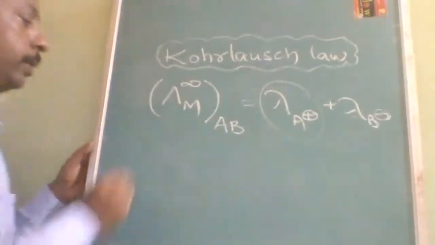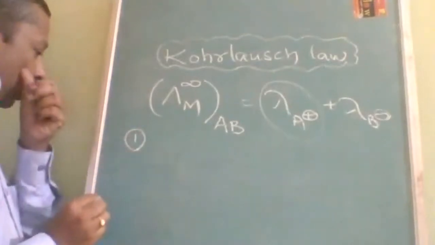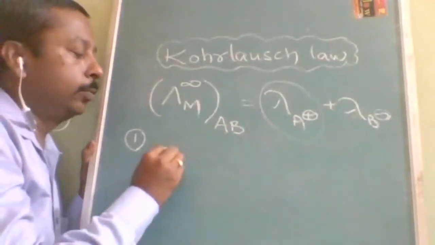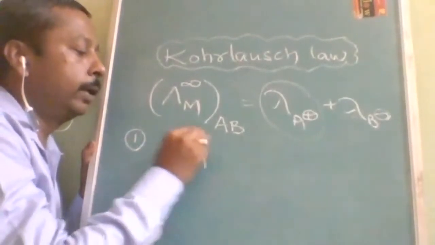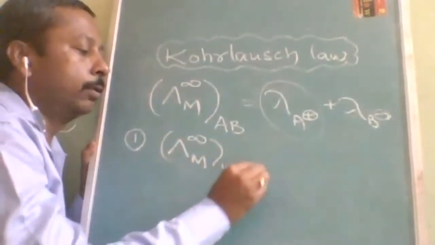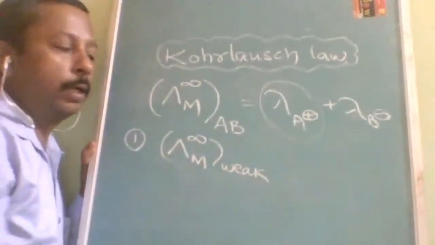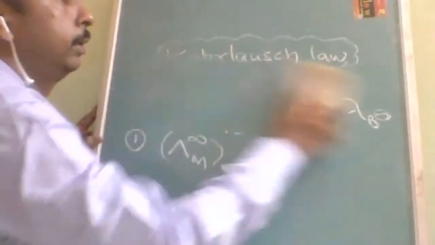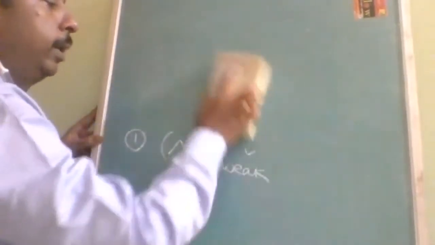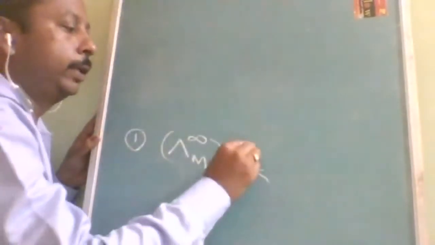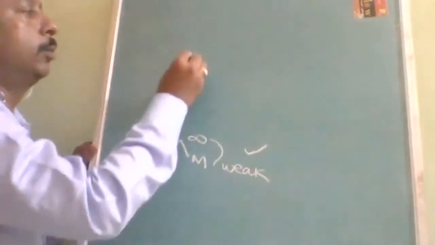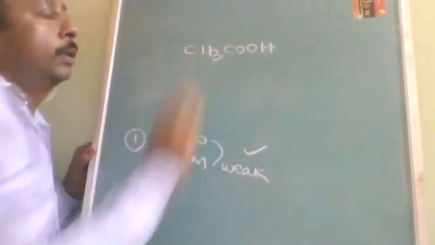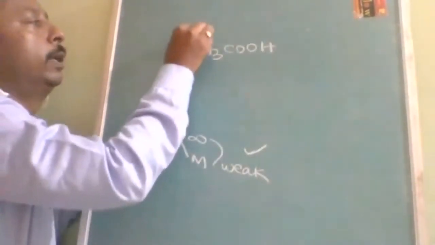So the very first application is to find out the molar conductivity at infinite dilution of a weak electrolyte. How is it possible? I am taking an example here. The Kohlrausch's law statement I think everybody has understood. Now for a weak electrolyte, how could you find it out? Let us suppose I want to find the molar conductivity of CH3COOH at infinite dilution.